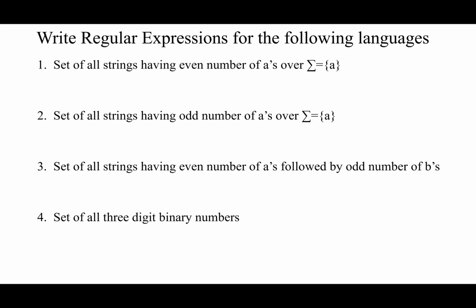Here, the set of all strings having an even number of A's over sigma of A. Here we have to write the regular expression. What is given is the set of all strings having an even number of A's over sigma of A. So it should have an even number of A's. How can we represent it? We can write (AA) the whole star. That means there can be an empty string, then 2 times A, then 4 times A, then 6 times A, and so on.